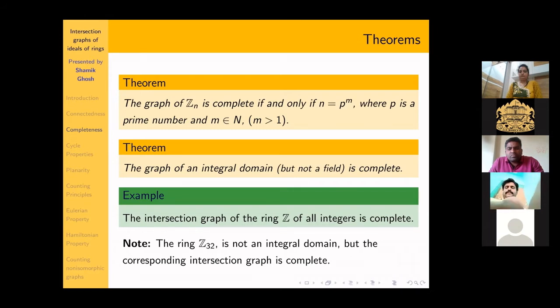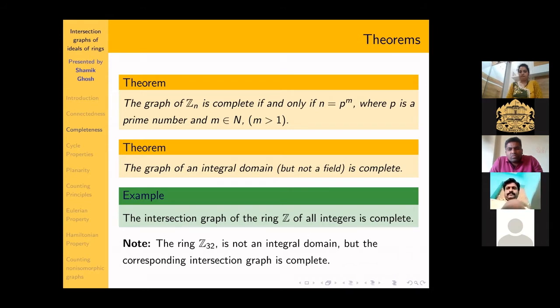So whenever you get an integral domain that is not a field, it must be infinite, right? You see that Z is an integral domain which is not a field. If you take the polynomial ring over Z, then that is another integral domain which is not a field. So you can find various integral domains which are not fields.